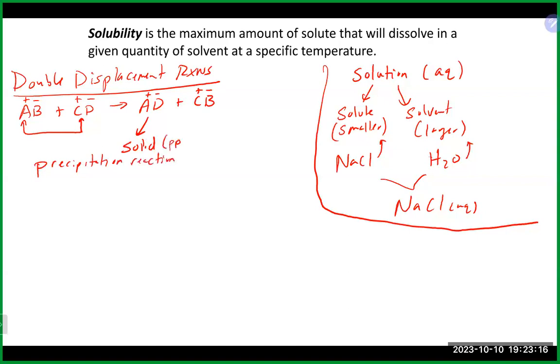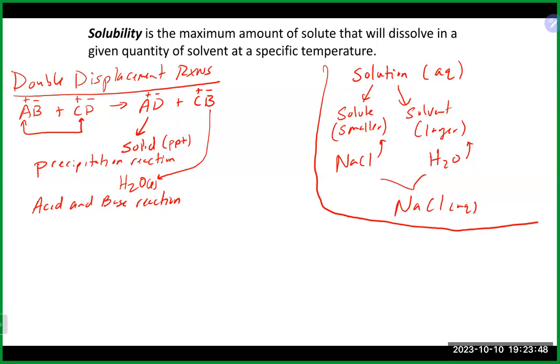And a solid is sometimes referred to as a precipitate, PPT. The other thing that could happen when you do this double displacement is one of these guys might actually make our friend water. And this commonly happens in what is referred to as acid and base reactions, or acid-base neutralization reactions.